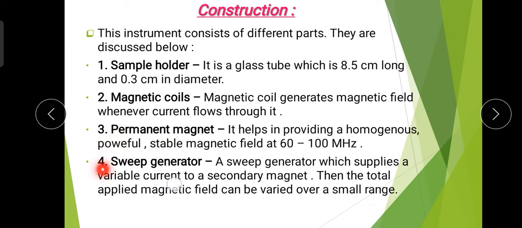The fourth part is the sweep generator. A sweep generator supplies a variable current to the secondary magnet, so the total applied magnetic field can be varied over a small range. That means if we change the current over a small range, there is a large variation in the magnetic field with the help of the sweep generator. The sweep generator supplies a variable current to the secondary magnet, so a magnetic field is generated when current flows. So this is the function of the sweep generator.